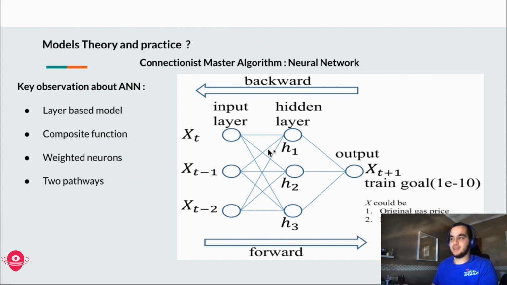Another observation is the two pathways. You can see that your model is going forward and backward, so during the training you're going to see both paths. Your model is going to make a random guess, and then we calculate the difference between the random guess and the actual truth. Then we work our way backward to optimize these synapses, these parameters that we have. So this was the basic intuition behind artificial neural networks.